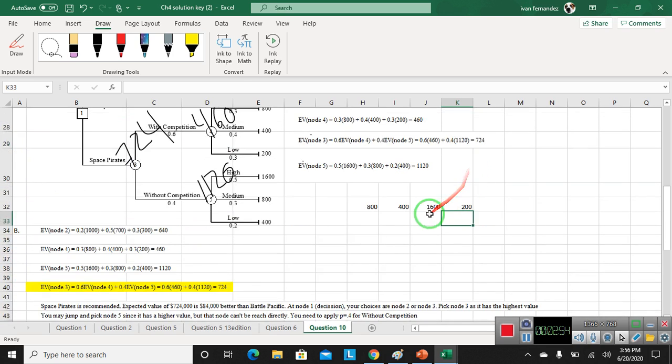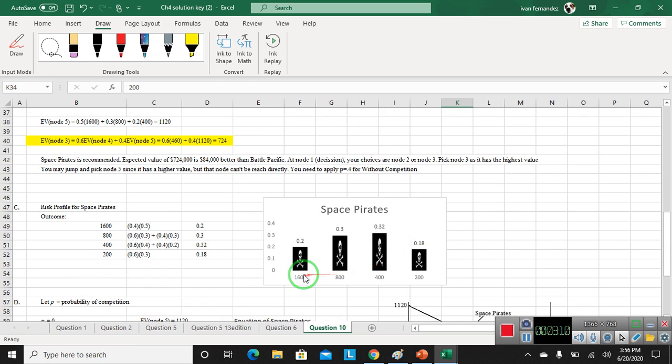Do I have them in this order? Well, you have to get them in an order that makes sense when someone is looking at them. Whichever order you want, ascending, descending. So this is what I'm going to do. I'm going to draw a chart like this, 1600, 800, 400, 200, and the height of that bar is going to be the probability of that payoff happening. So let's take a look at 1600.